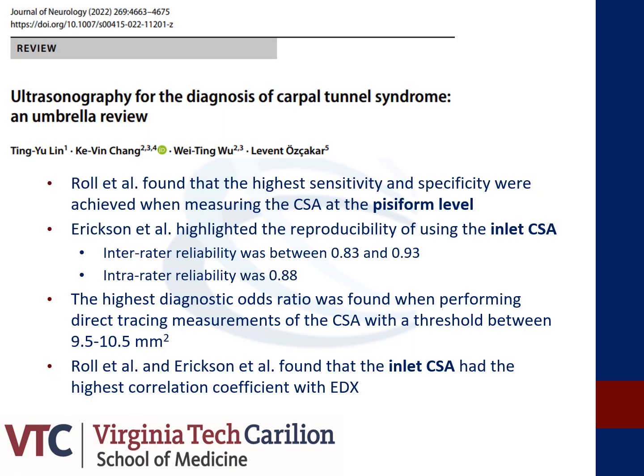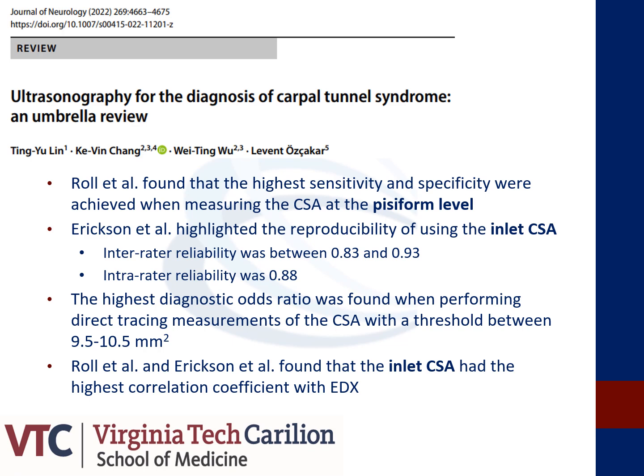This study was a review of the utilization of ultrasound for the diagnosis of carpal tunnel syndrome. Of note, Roll et al. found that the highest sensitivity and specificity for achieving measurements of the cross-sectional area of the median nerve was performed at the level of the pisiform. Erickson et al. highlighted that the greatest reproducibility of this measurement was at the inlet.